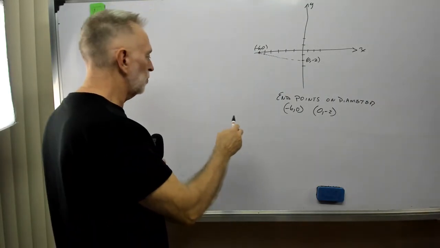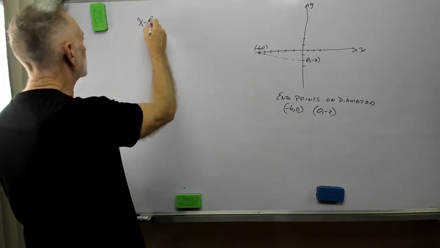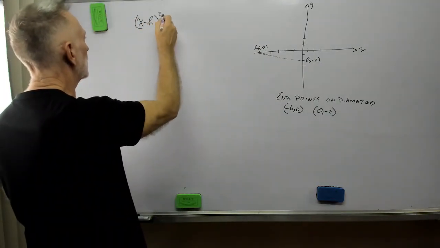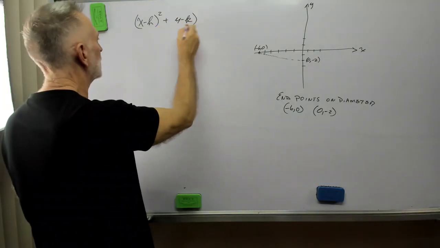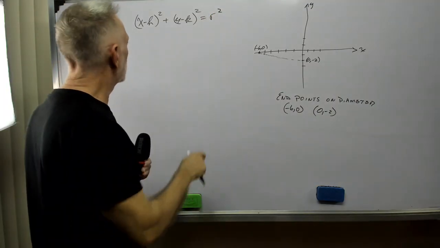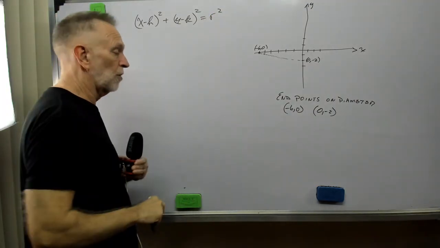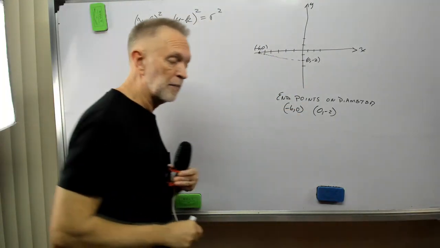Now let's write it here. We've got (x minus h) squared plus (y minus k) squared equals the radius squared, where h and k are the location of the center of that particular circle.